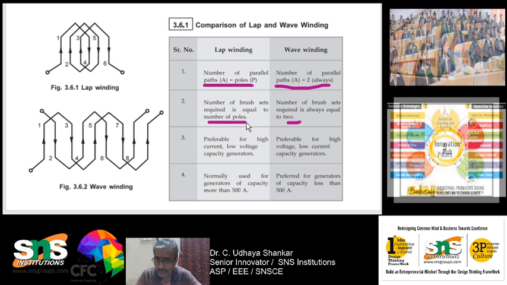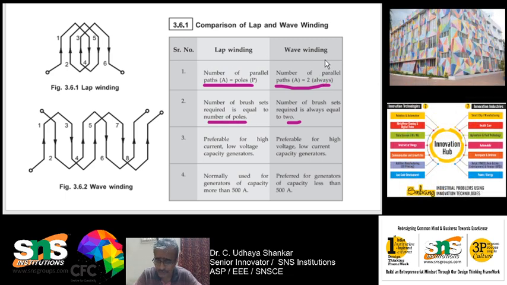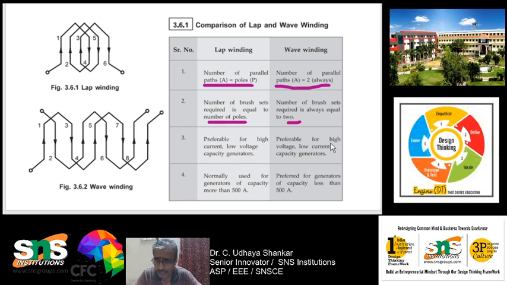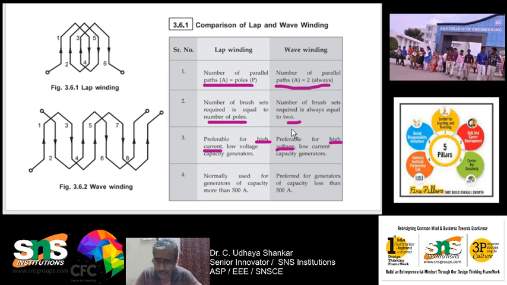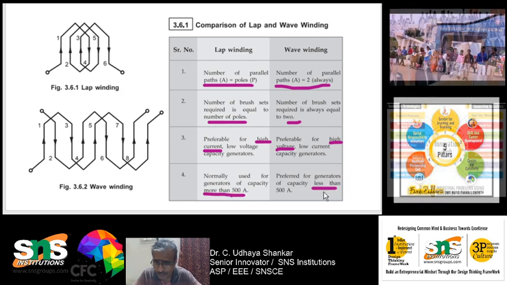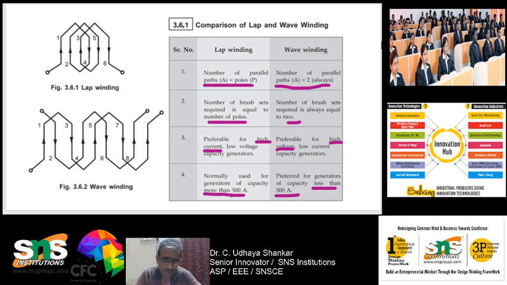This distinction between lap winding and wave winding has been asked in many question papers. Preferably, for high current and low voltage applications, lap winding is suitable, whereas for high voltage applications, wave winding is used. More than 500 amps, lap winding is used, whereas less than 500 amps, wave winding is used. So this is all about lap and wave winding. Hope you're all clear.